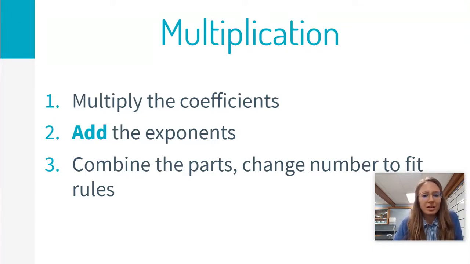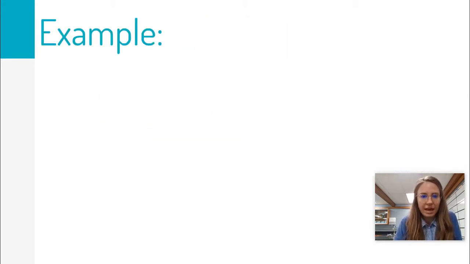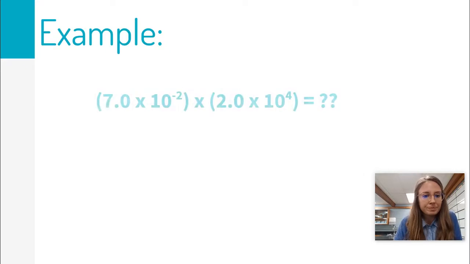The first step is that you just simply multiply the coefficients. Just plug them into a calculator, do it in your head. The second step is that you add the exponents. And the third step is you just combine all of those parts and then change the number to fit the scientific notation rules if it's needed. Okay, so let's put this into action with an example problem.